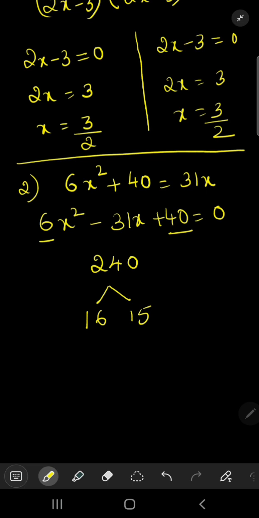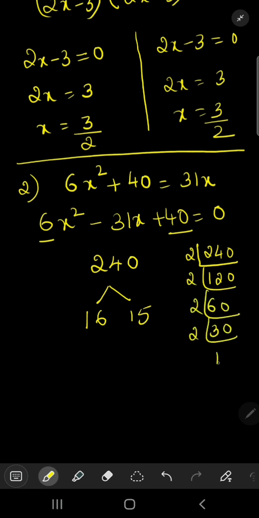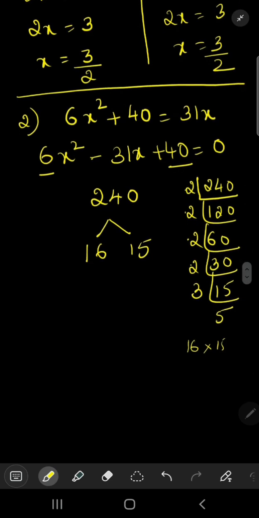Now suppose you find it difficult to find the factors, what you can do is prime factorize 240. 2 120s are, 2 60s are, 2 30, 2 15, 3 5. Now you can take a combination of the numbers, multiply them and see what numbers you can get. For example, I'll take 2 twos are 4, 4 twos are 8, 8 twos are 16, and 5 threes are 15. So 16 into 15 is 240, and when we add them we get 31x. But the sign of 31 is minus. So we write 6x square minus 16x minus 15x plus 40 equal to 0.